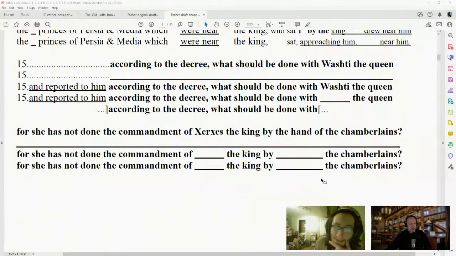Also for verse 15, the Masoretic says the commandment of Xerxes the king by the hand of the chamberlains. Now that phrase "by the hand of" is consistently shortened in Greek versions of other books of the Old Testament as well. So "by the hand of" is correct because that's a Hebraism. But the Xerxes reading is probably not correct because that's a clarification that you don't need. The commandment of the king. It's sufficient to say the king. You don't need to say Xerxes the king. So it was probably the case that the Masoretic scribe added the name Xerxes because the other two versions don't have that name.